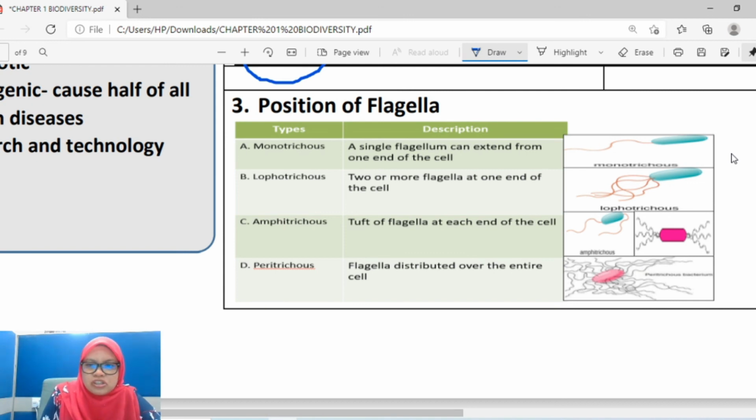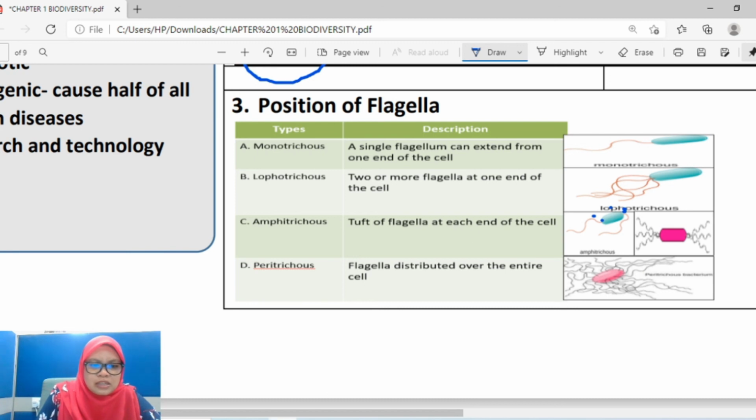For ampitricious, kita boleh nampak the bacteria will have the flagella, okay, at both ends. And then for the peritricious, the bacteria will have the flagella entire of the cell. Bukannya di hujung sahaja, tapi di keseluruhan permukaan.